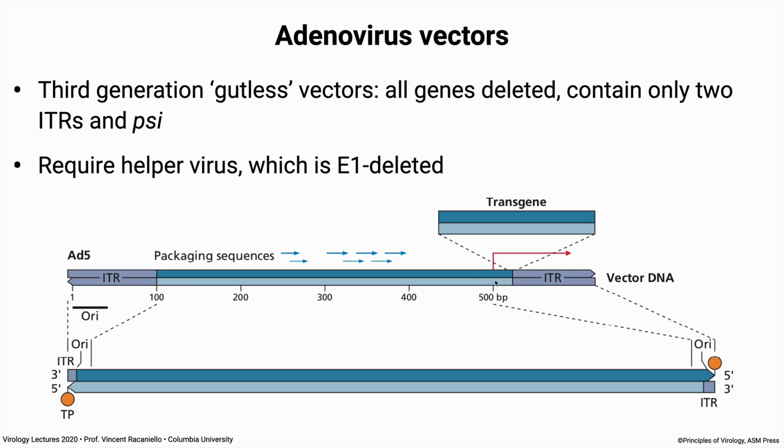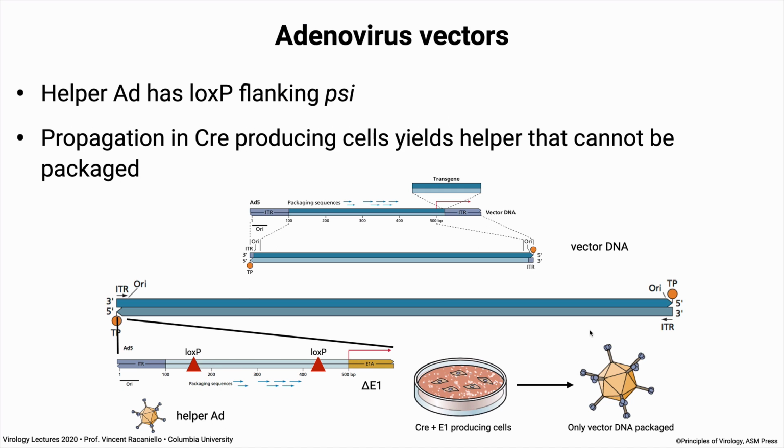You have the two inverted terminal repeats required for DNA reproduction, of course. Then you have a very short piece of DNA, 500 base pairs or so, which contains a promoter, and then packaging sequences. So this can be packaged in the particle, and then you put your transgene in here. So most of the genome is removed. That's why we call them gutless. You have to give this vector capsid proteins because it doesn't have its own.